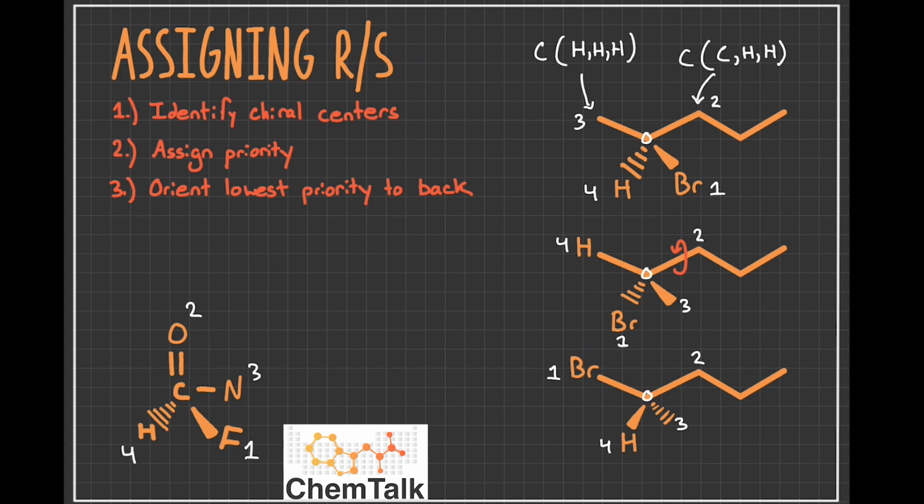However, in the middle molecule, we have a different problem. Hydrogen is in the plane and not pointed backwards. To get it to the back, we can rotate around this bond because there's no pi bonds, so we have free bond rotation.